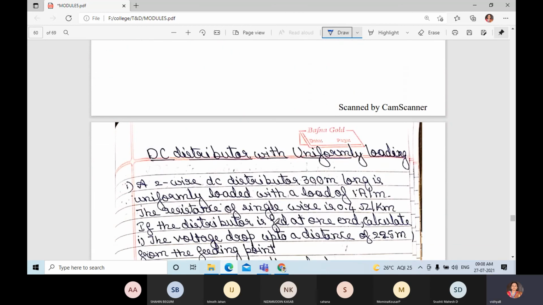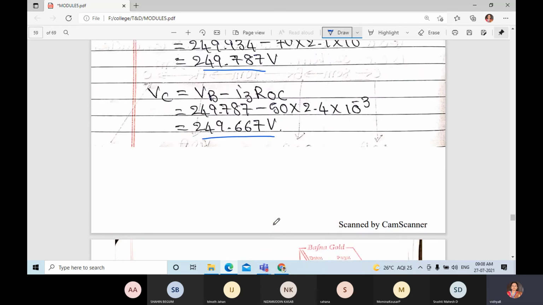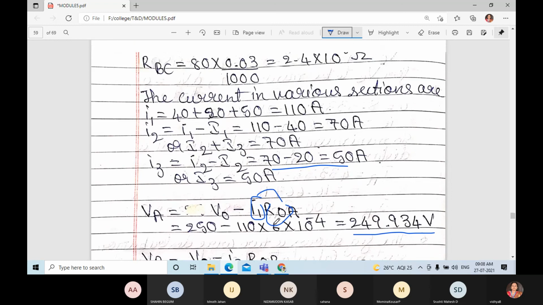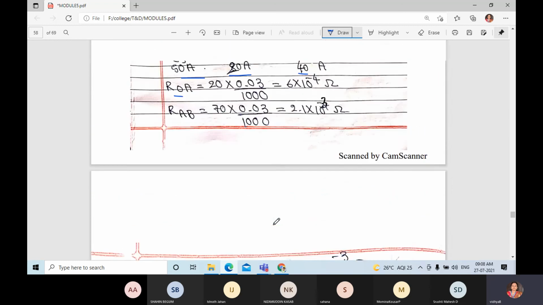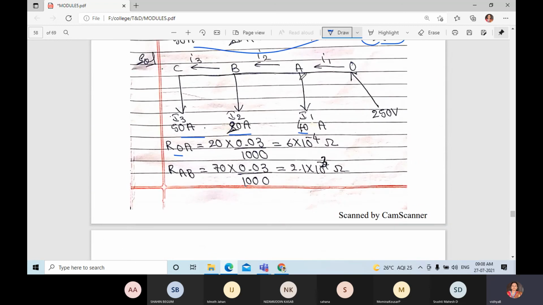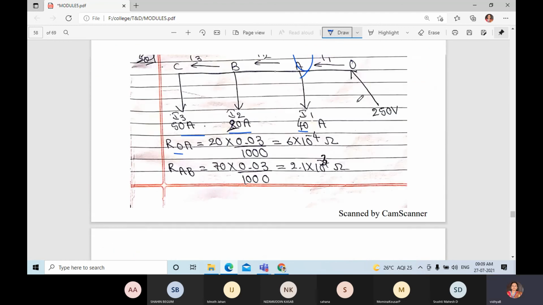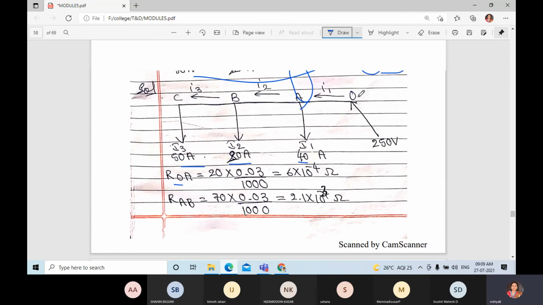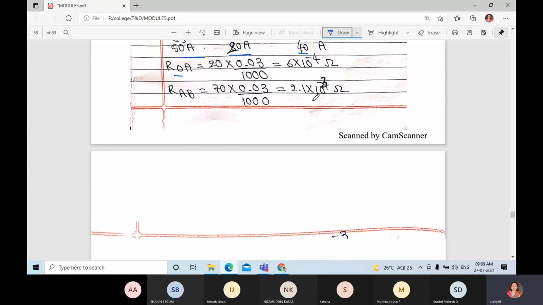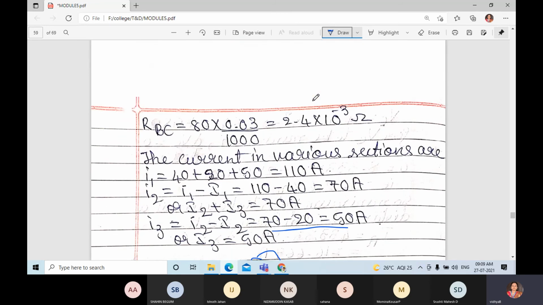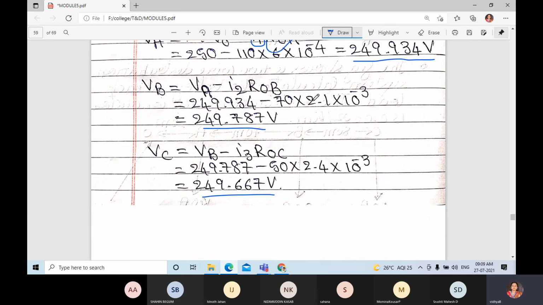Next is a DC distributor with uniform loading. You can observe how we have found VA, VB, VC. When we are finding VA, we have considered V0. When we are finding VB, we have considered VA. Like that, we need to find the voltage drop. Next, we shall discuss the problems on uniform loading.